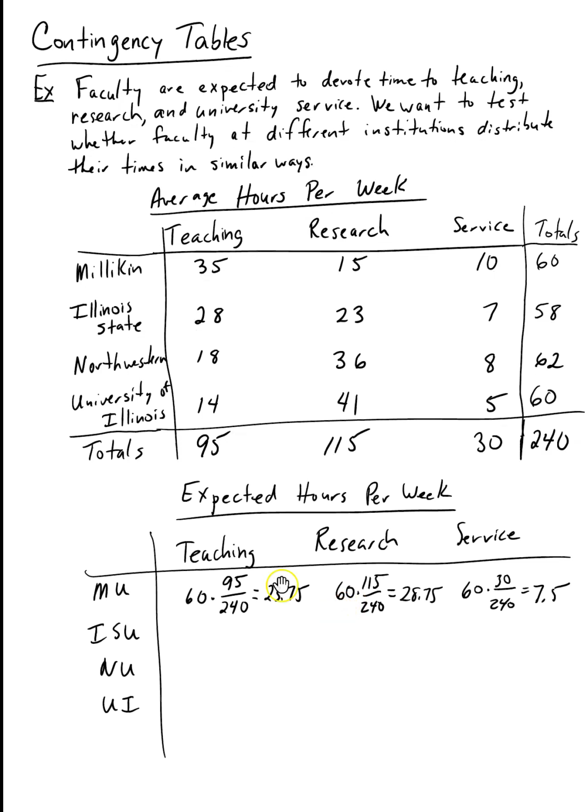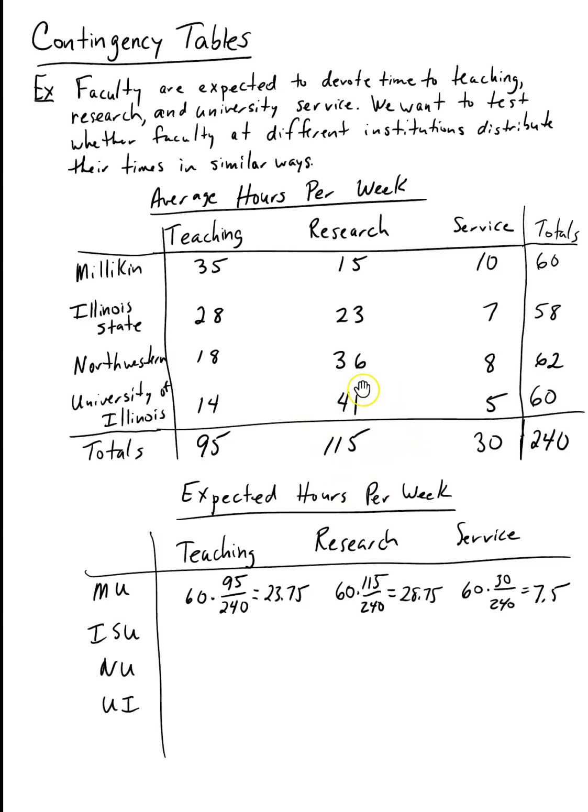To figure out expected hours per week based on those probabilities, we notice that a Millikan faculty member typically spends 60 hours a week working. If all these probabilities are the same, we estimate that the percentage of that time they spend teaching is 95 over 240, and we multiply those two together to get an expected value, n times p. So we get 23.75.